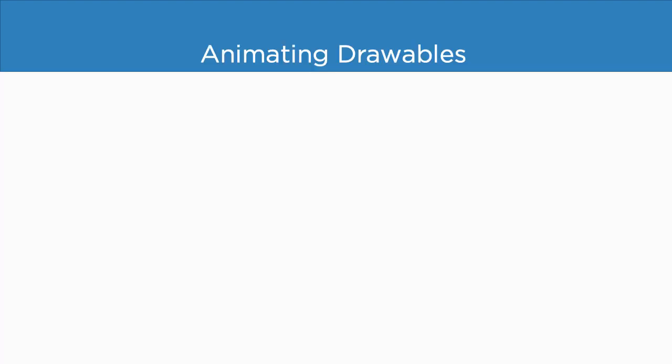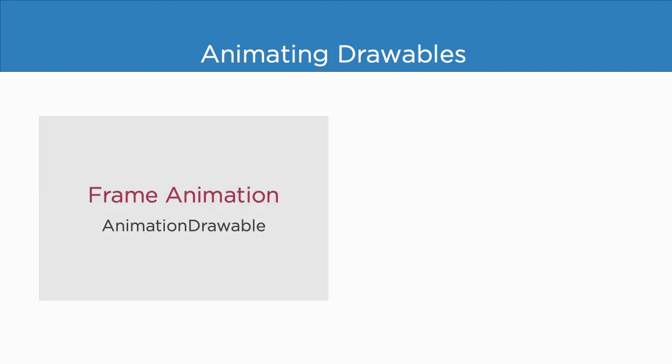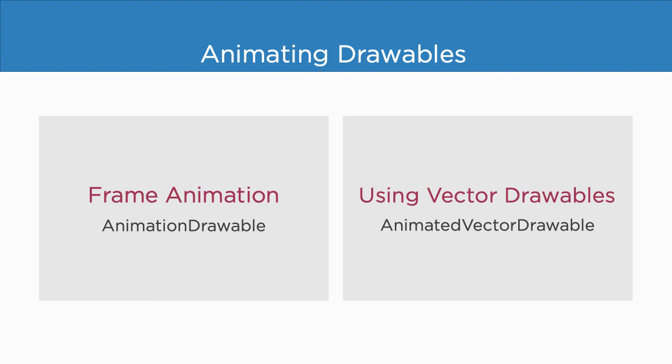Now, you can animate drawables in two different ways. The first is by using the frame animation, where we animate images in sequence. And this is covered in a separate video. You can find the link to the video in the description. The other way is by animating vector drawables, by using a special class of AnimatedVectorDrawable. And this is our current video objective.